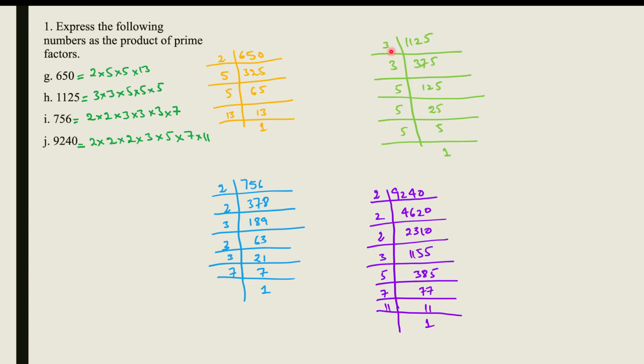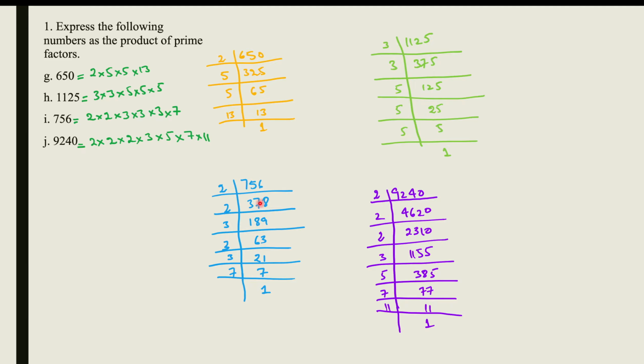It's not divisible by 2, so we switch to 3. 3 multiplied by 375 is equal to 1125. 3 multiplied by 125 is equal to 375. Then we switch to the next prime number because it's no longer divisible by 3. So 5 multiplied by 25 is equal to 125. Then 5 multiplied by 5 is equal to 25, and 5 multiplied by 1 is equal to 5.